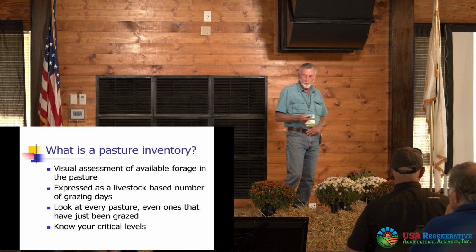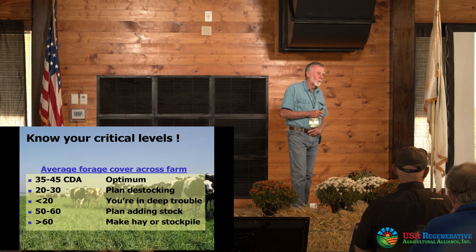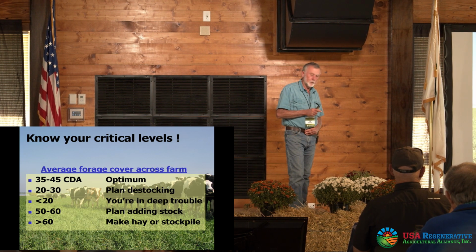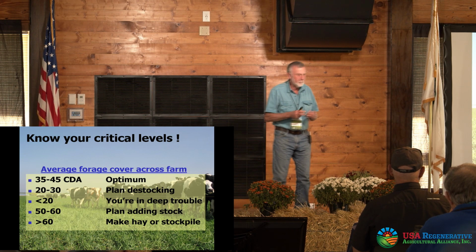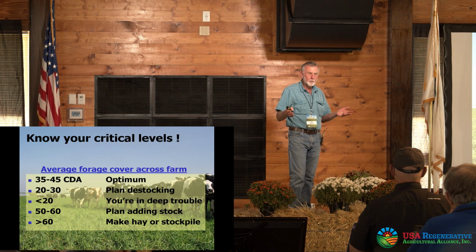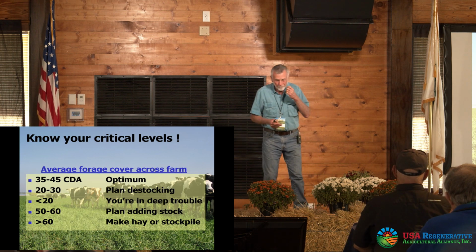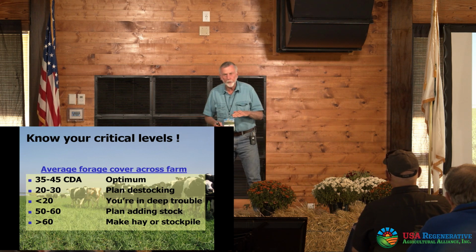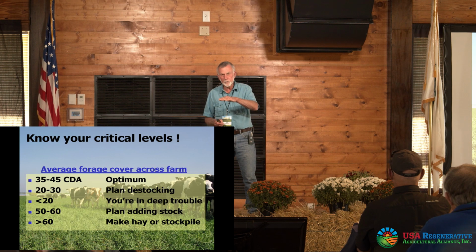All right, know your critical levels. This is our critical levels. They're not going to be the same for you because you're in a different environment. When I do an inventory, if I'm between 35 and 45 across everything, I know that I'm properly stocked for our situation, and I don't need to make adjustments. When it drops below 30, it's time for me to be thinking about, hey, I got to do something. We got to think about weaning these animals.